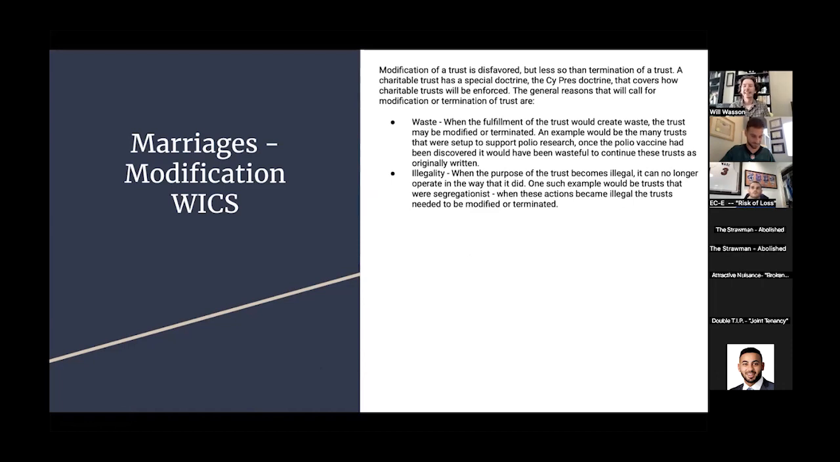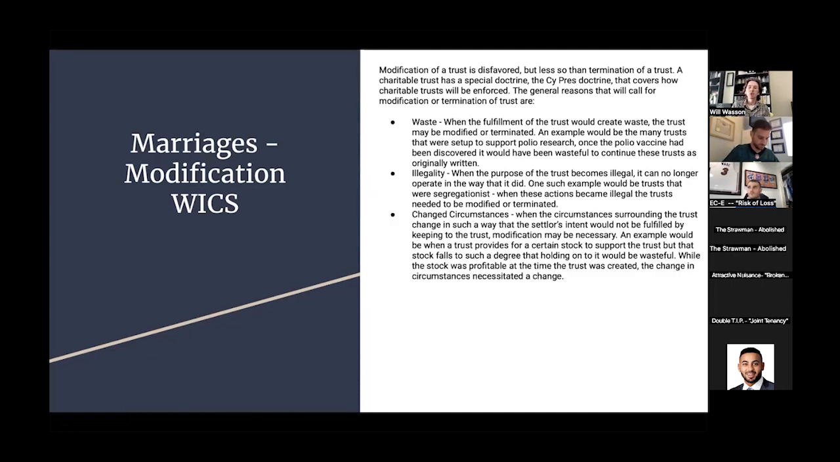Second is illegality. One past example is a bunch of segregationist trusts, trusts that supported parks, but only if they were whites-only parks. When that was outlawed, they had to change these trusts to remove the segregationist clauses.